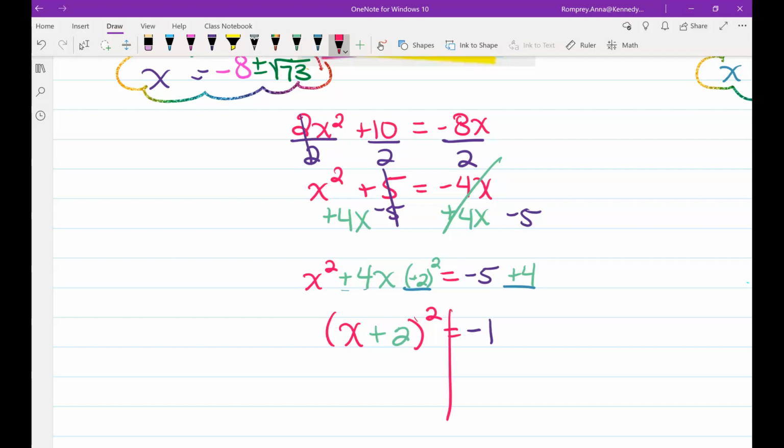So first thing, get rid of that squared. So I'm going to take the square root of both sides. So I have x plus 2 equals, wait a minute, square root of negative 1. Can I take the square root of a negative? 2 times 2 is 4. Negative 2 times negative 2 is 4. No, there's no way we can multiply two of the same numbers to get a negative number. So this does not work. This quadratic has no solutions.